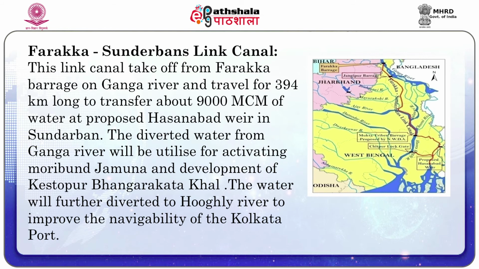Farakka Sundarbans Link Canal. The Farakka Sundarbans Link Canal starts from the Farakka barrage on Ganga river and travels about 394 kilometers to transfer about 9,000 MCM of water to the proposed Hasnabad in Sundarbans. The diverted water from Ganga river will be utilized for reactivating moribund Yamuna and developing Kastipur, Bhagrakanta Khal. The water will further be diverted to Hooghly river for improving the navigability of the Kolkata port.